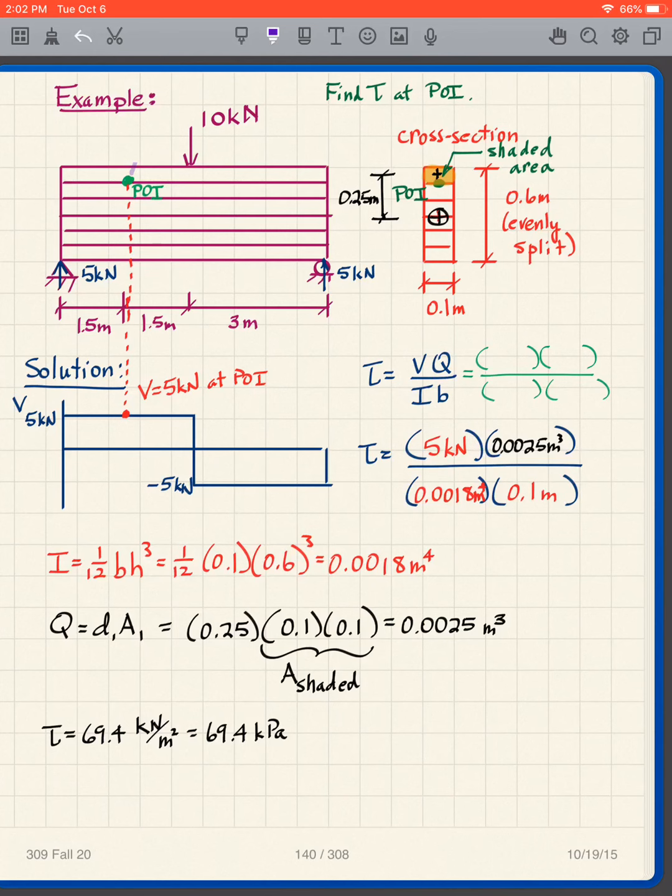I get the centroid of that rectangle, and I have my overall centroid, which is dead center, and that distance is 0.25. So my Q is D1A1, so it's going to be 0.25, and the area is 0.1 times 0.1. So that gives me a Q of 0.0025 meters cubed. I multiply all that, so the Q goes into here, and I simply do that calculation. I get 69.4 kilopascals.